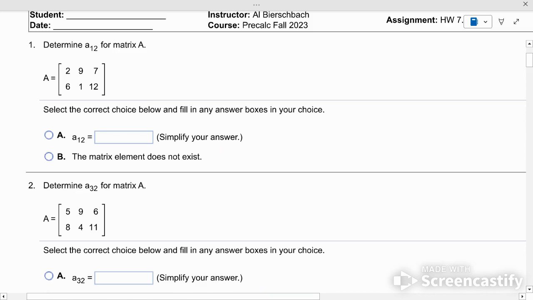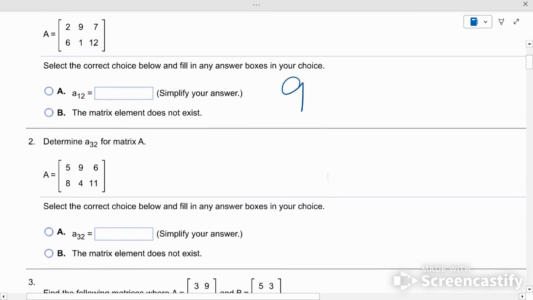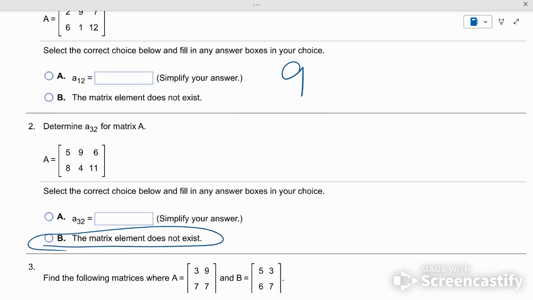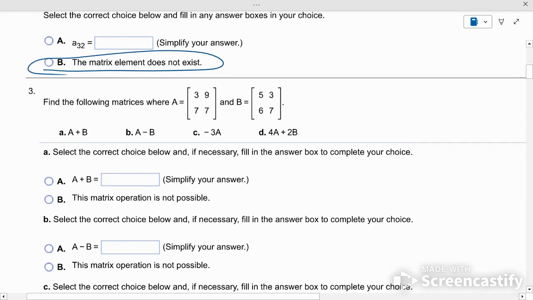So what would be A12 of this? 1, 2 means first row, second column. What number is that? 9. What would row 3? Does not exist. Do we have 3 rows there? No. Okay. So, can we add these matrices together? Yeah, they're both the same, so we can add them together.